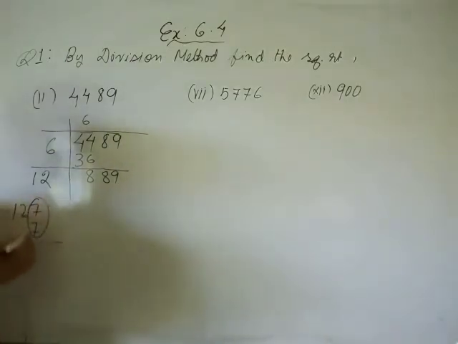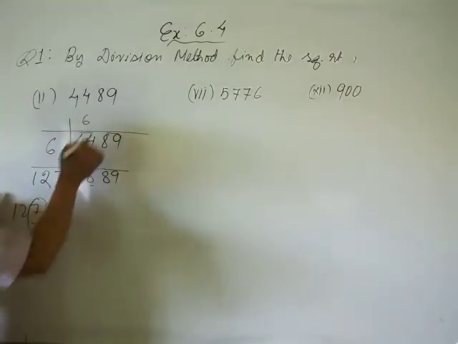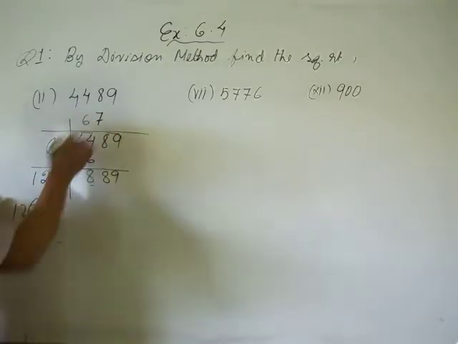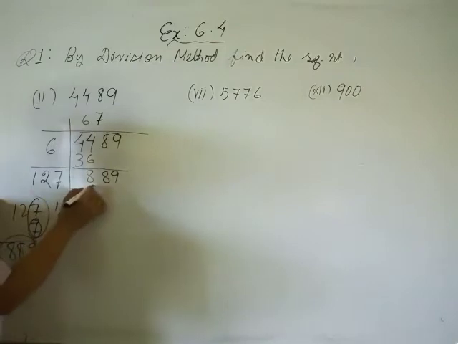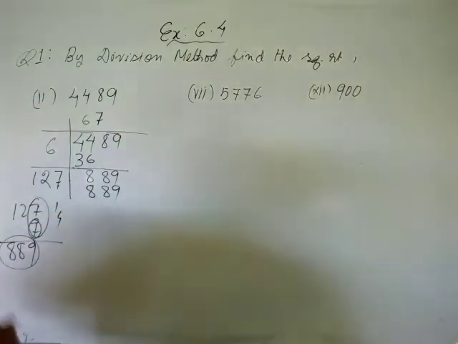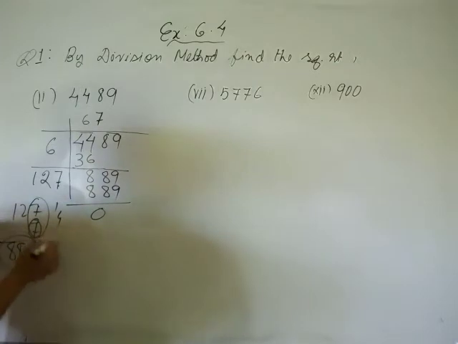7 7s are 49, 4 in hand. 7 2s are 14, 15, 16, 17, 18. 1 in hand. 7 9s... we got 8 8 9 here. So if we take 7 here and multiply with this 7, it will be possible, isn't it? Yes. Then we got here 8,889. Then 0. Finish. So what happened?